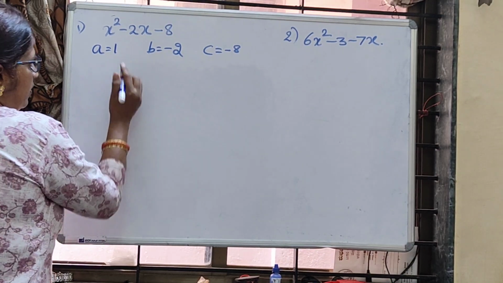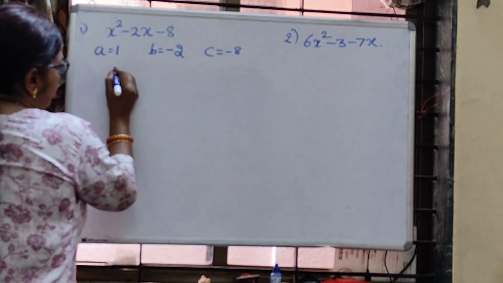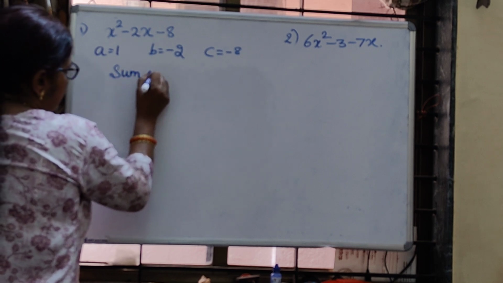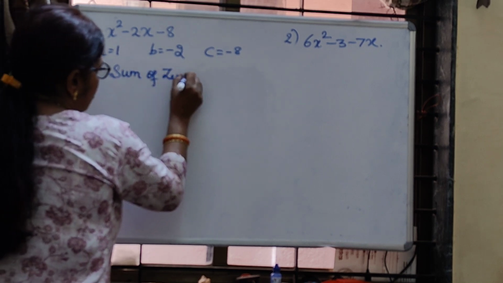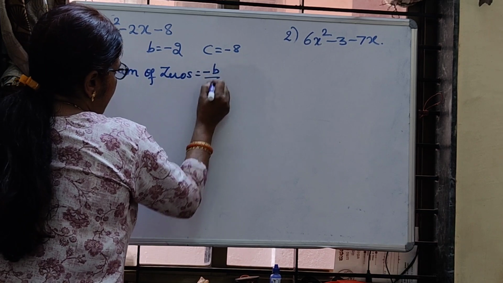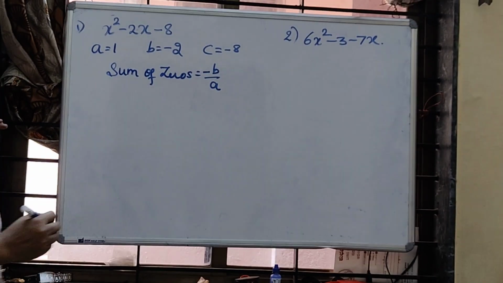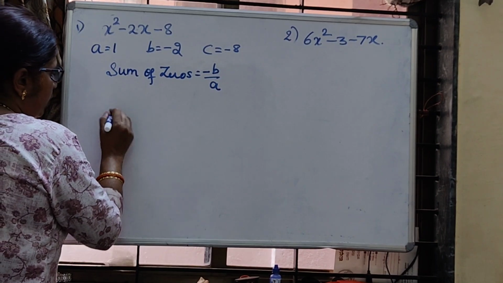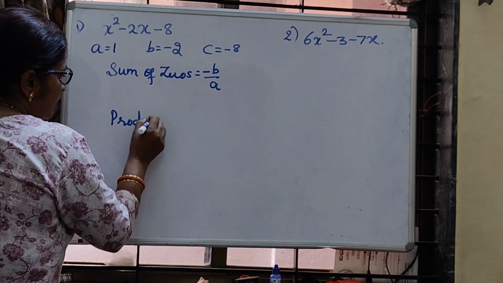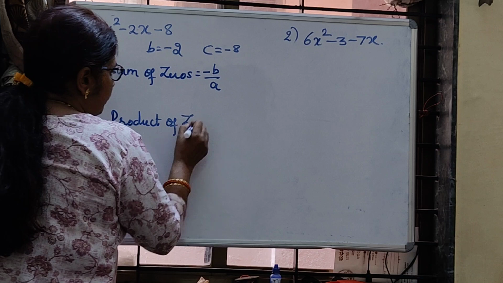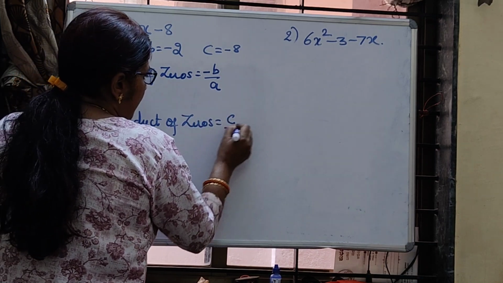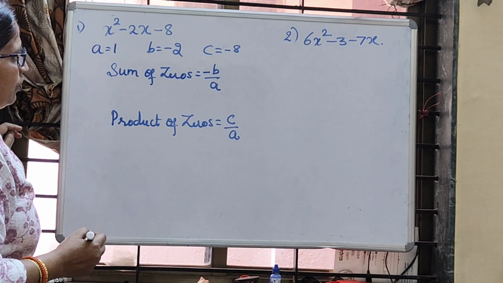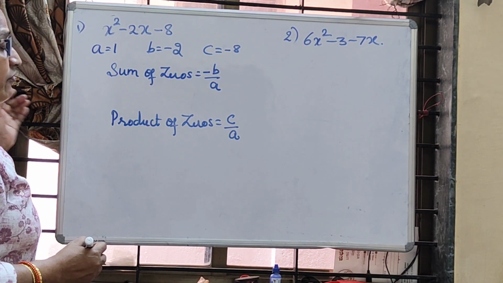You can use the formula: the sum of zeros is equal to minus b by a. To find the sum of zeros, the formula is minus b by a. And to find the product of zeros, the formula is c by a. If they ask you to verify the zeros, then it will be for 3 marks.